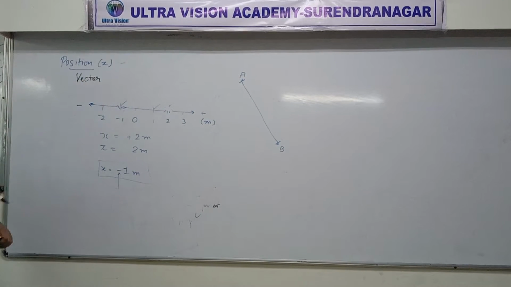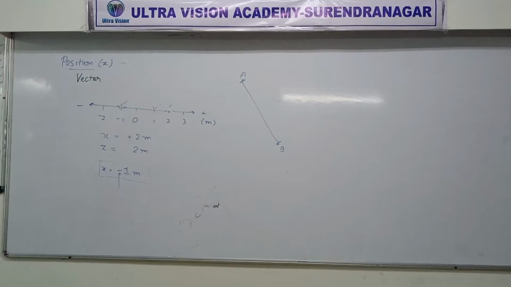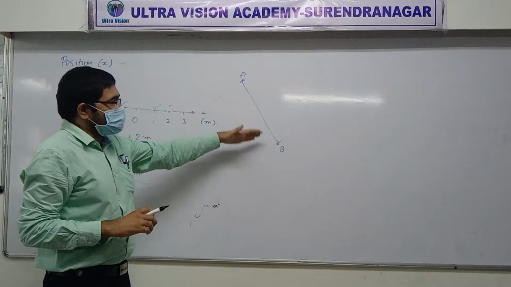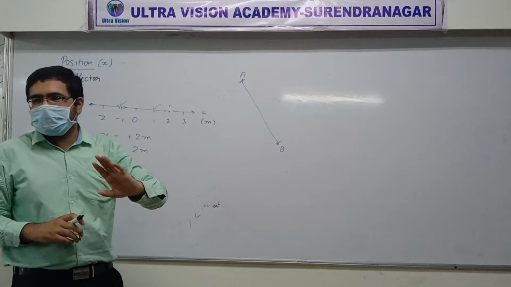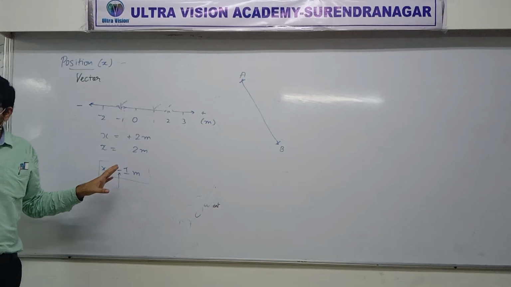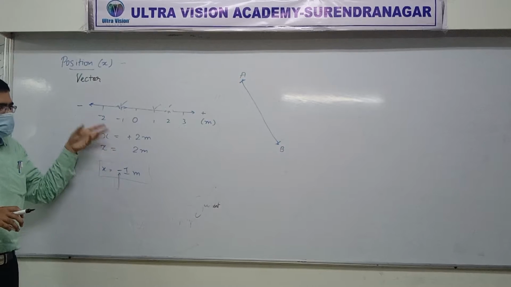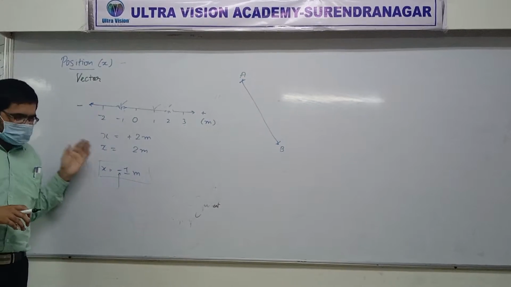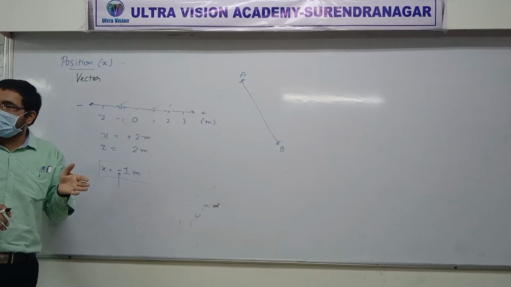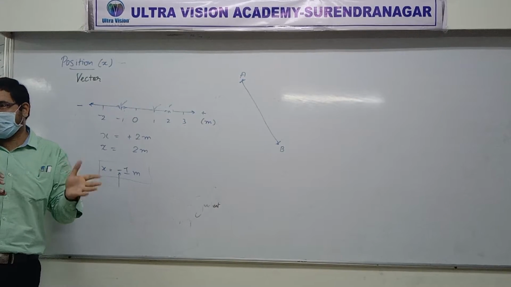Alright, position is a vector. Distance is not a vector. Distance is a scalar, the distance between 2 points. That's a scalar, it doesn't have direction. Whenever you see a plus sign, minus sign, or something like that in position, which is a vector, please note that the direction is indicated by the sign, plus, minus, whatever.